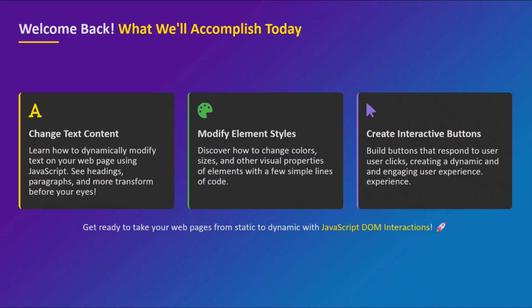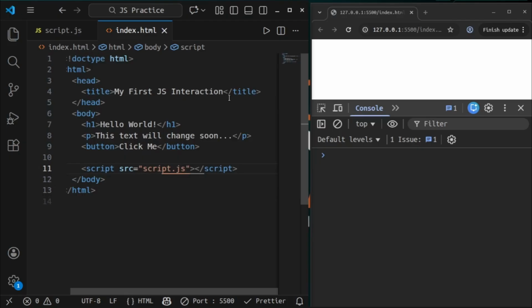Welcome back. Now it's time to take things to the next level and actually make your web page react to your code. We are going to do a few simple but exciting things. Change text on the page, change colors, even make a button that changes something when clicked. Ready? Let's dive in. Let's start with a super simple HTML page.